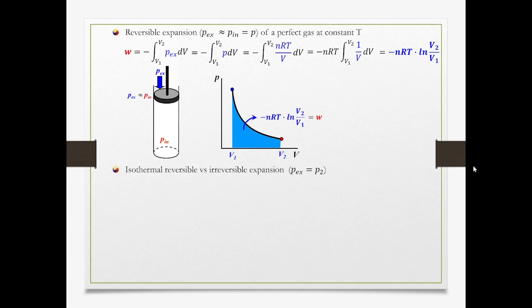Let's compare the work done under an isothermal reversible condition with the work done under an isothermal irreversible condition. Suppose the external pressure is the same as P2.